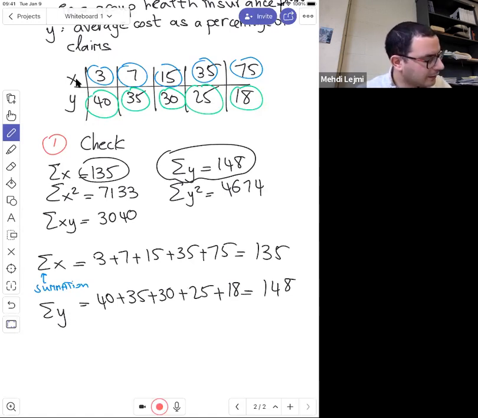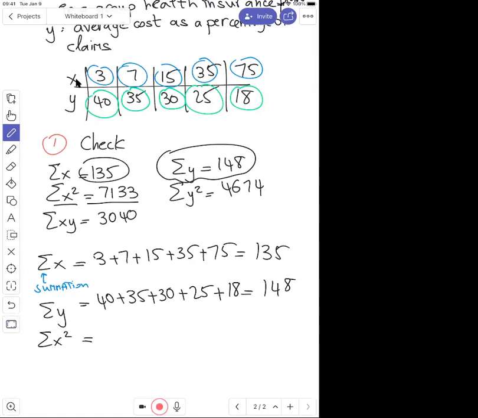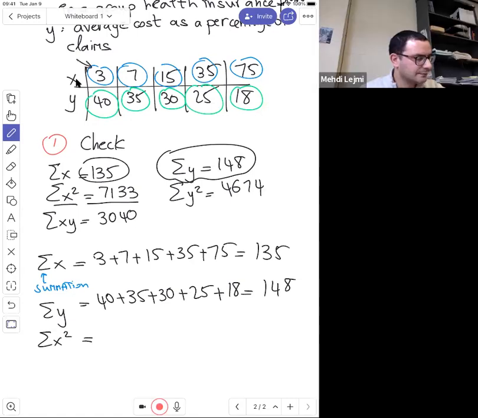Next, we need to check that the sum of x squared is 1733, right? So what's the sum of x squared? You need to take the square of each value of x. The first value of x is 3, so we take 3 squared, plus the next value of x, which is 7, so we take 7 squared. The next value is 15, so we take 15 squared. Next is 35, we take 35 squared, and then 75 squared.